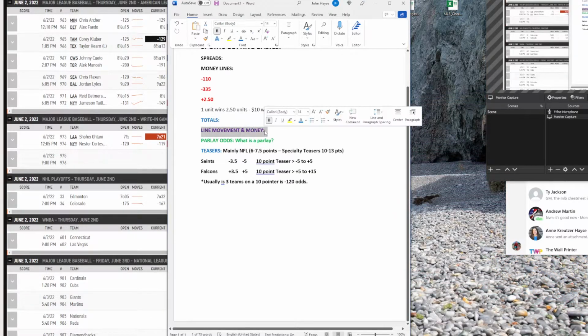So now we know what spreads and money lines are, and totals are self-explanatory. We kind of know what that is. Same thing with football. A lot of over-unders are like 44 to 48 points, and that's just total points in the game from both teams. And then now I want to talk about line movement and money.